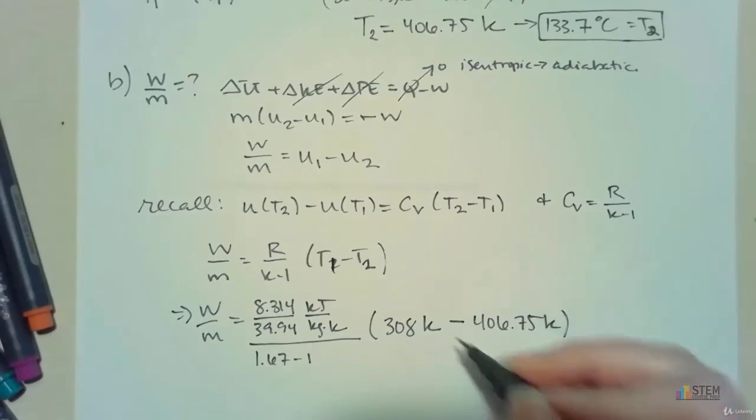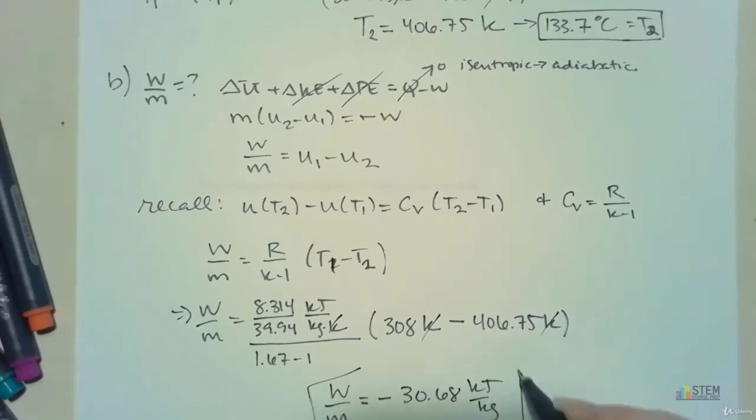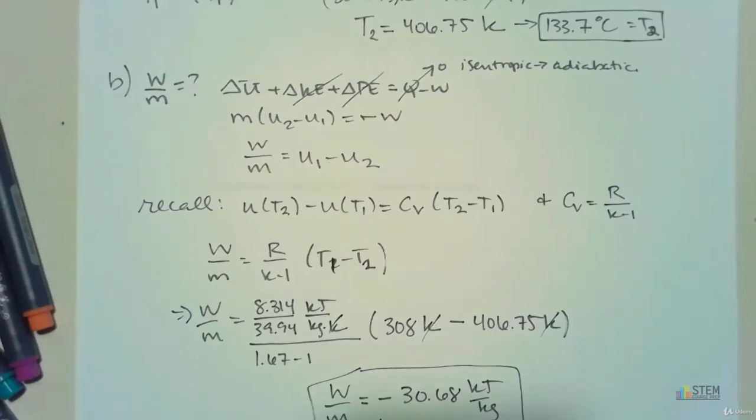Now do your unit check. It works out, you end up with kilojoules per kilogram, that's what we wanted. So W over m is going to be negative 30.68 kilojoules per kilogram. It's negative, so that means work is done on the system.